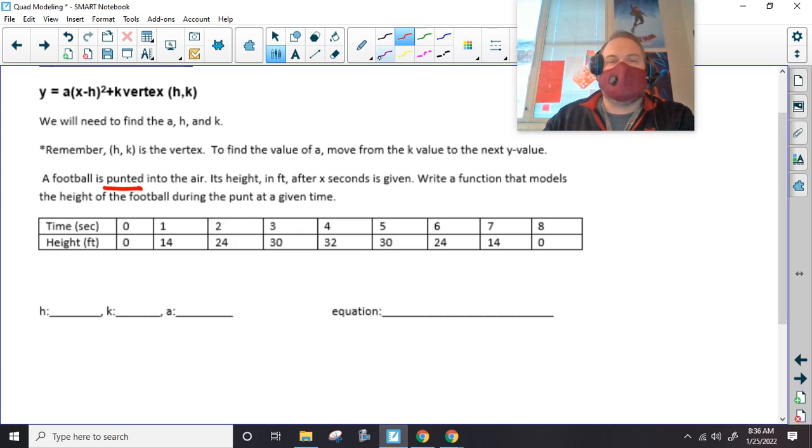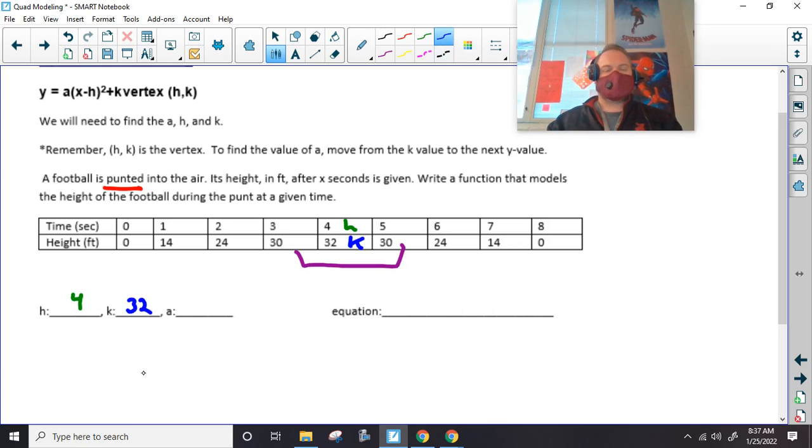Now, here's the thing that we need to find. Look at your y values. Where do they start repeating? Right here. See how it goes 30, 32, and then back to 30? Okay. That tells us that this is our H and this is our K. It's just like those points that we were just filling in that chart. Okay. Our vertex would go in the middle. All right. So our H is 4. Our K is 32.